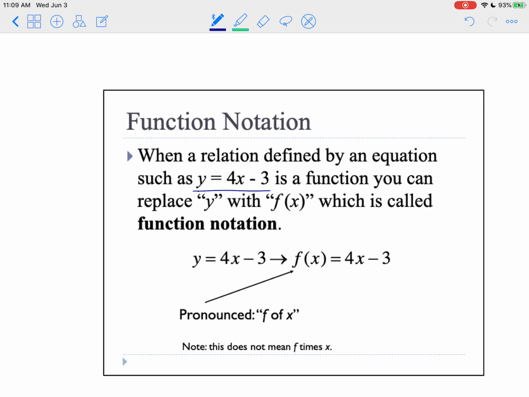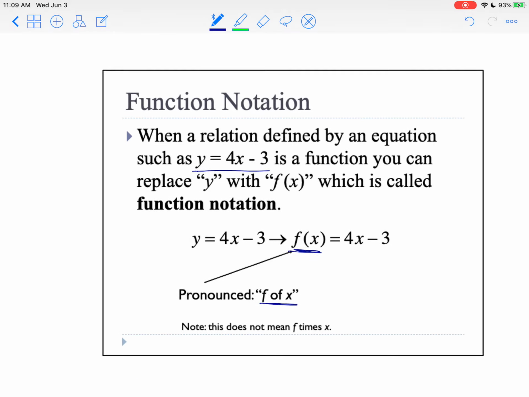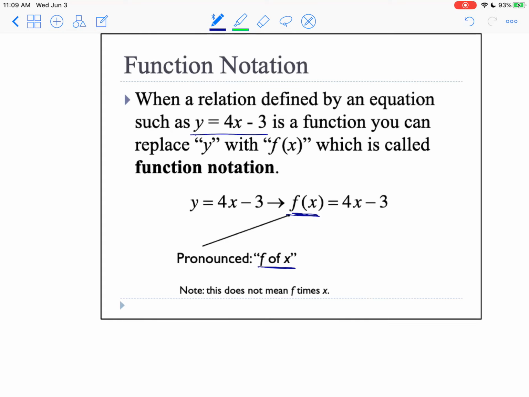This is a function, and so we can replace y with f of x. And this is pronounced f of x. And this is function notation. It does a couple different things for us. First, it lets us know that something's a function. You cannot use this notation without knowing that the thing that you're dealing with is a function. So if you see this notation, somebody has already gone through the trouble of figuring out that this thing is a function. Okay, so if you see that notation, it means you're already dealing with a function.